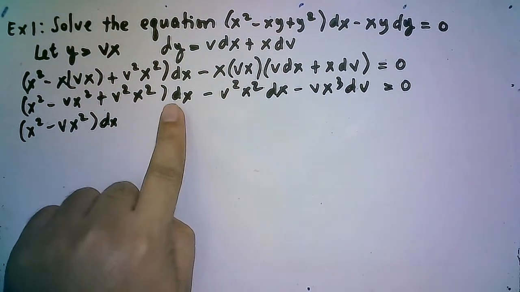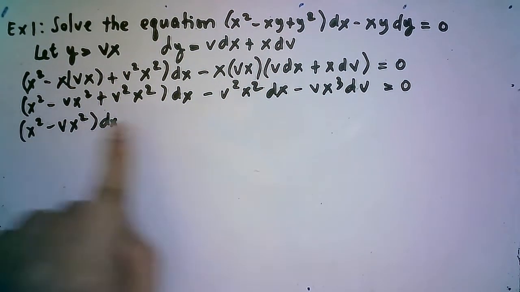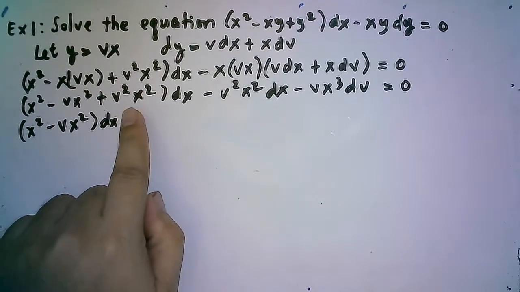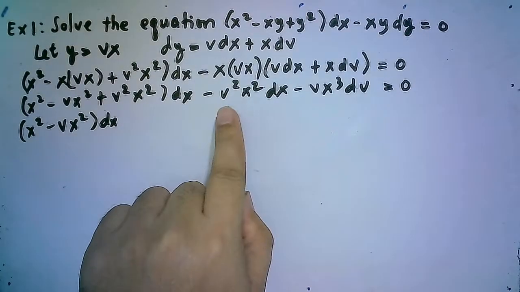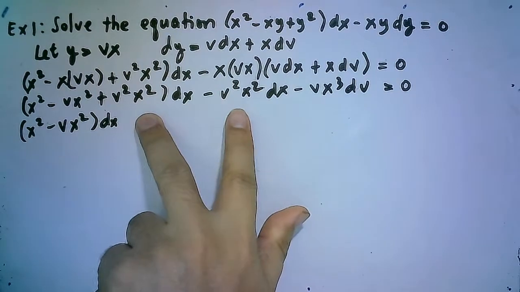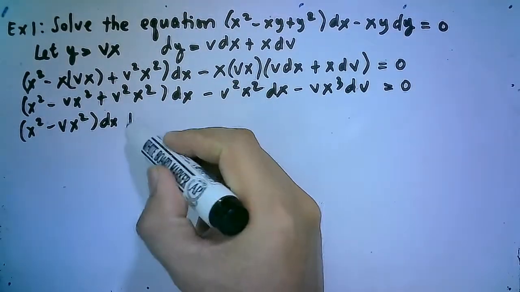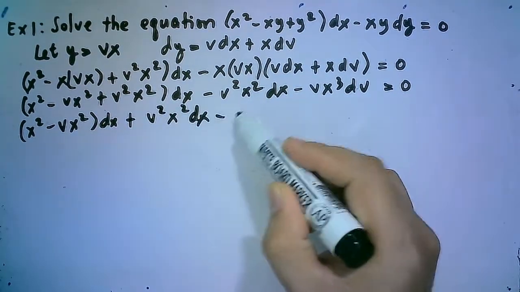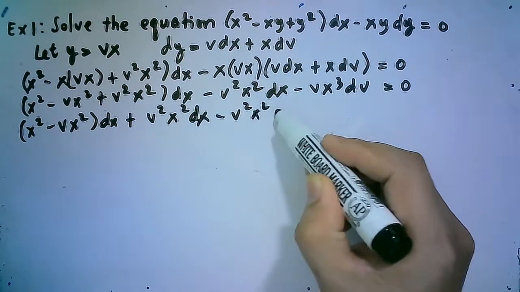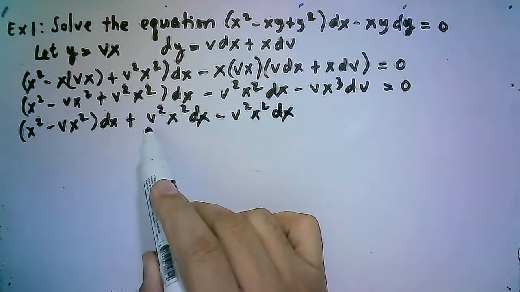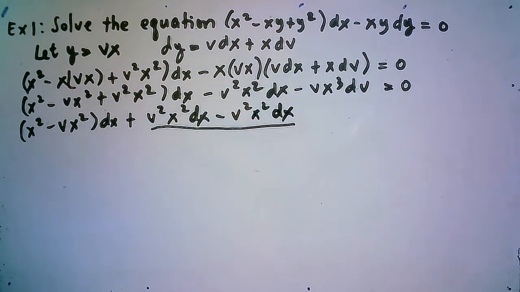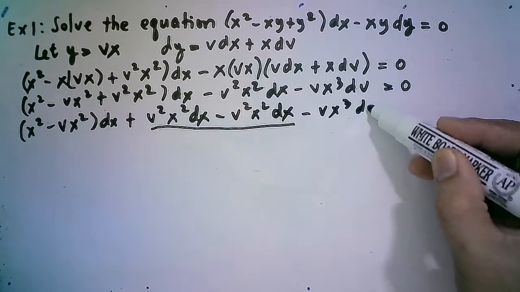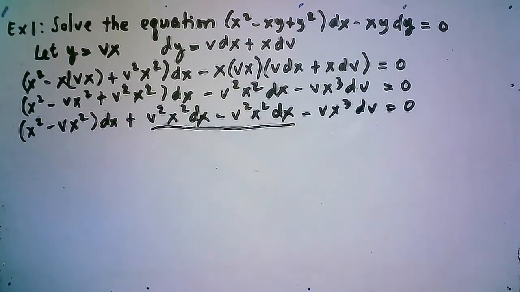So I'm supposed to distribute dx to x squared, dx to vx squared. So we have this one, I am combining this one. And then I will separate this v squared x squared because I have here negative v squared x squared. In other words, this will be cancelled. So we have here plus v squared x squared dx minus v squared x squared dx for this case. So this will be cancelled. And then minus v x cubed dv, which is equivalent to 0.